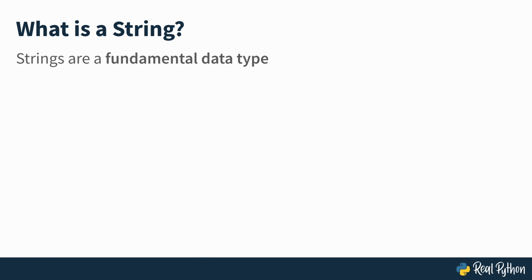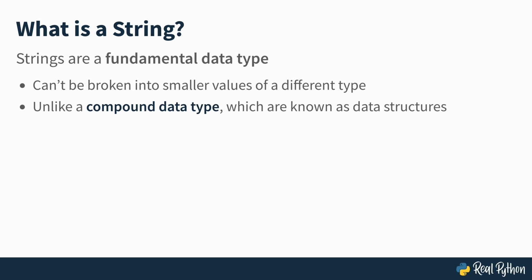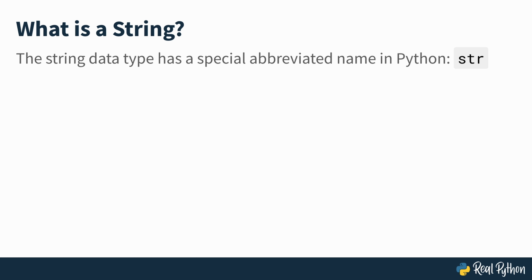What does it mean to be a fundamental data type? It means that it can't be broken up into smaller values of a different type. Those are actually called compound data types and are commonly known as data structures. Future Python Basics courses will dig into data structures. The string data type has a special abbreviated name in Python, str. To see it, you can use the built-in type function to show the data type of a given value.